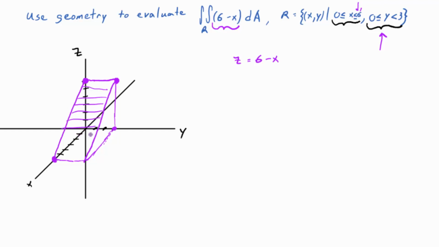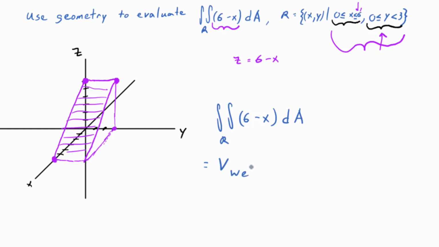And the reason we're getting this shape is because we're told R is given by essentially a rectangle. x goes from 0 to 6, y goes from 0 to 3, right? So it's a wedge shape, isn't it? And how could we find the volume then of this wedge? Oh, you know what? I should be specific here. So this integral over R, geometrically, you can think of it as the volume of the wedge that I've pictured here.